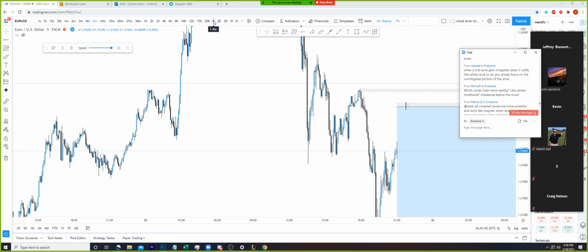If you go through the daily, you'll still see that there are supply and demand zones that don't hold when you would expect them to. As the untested zones are more powerful and work like magnets, when they're already mitigated zones, less likely. Perfect. Yeah, exactly. That's exactly the answer we were going for. What percentage do you take on your first partial? 50%? Yep, correct.